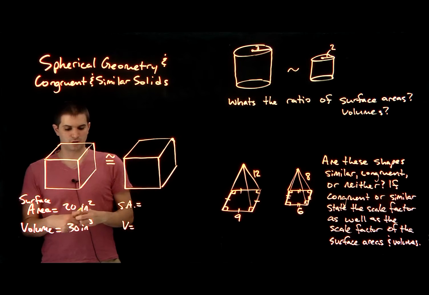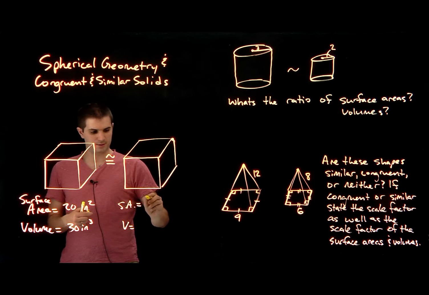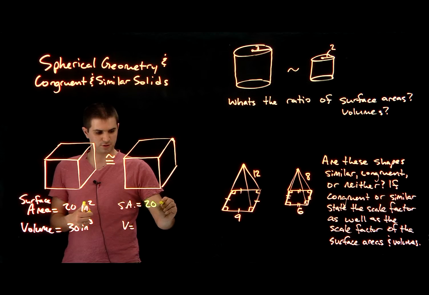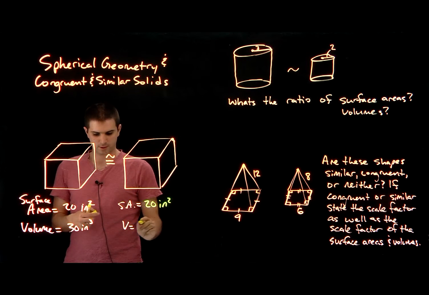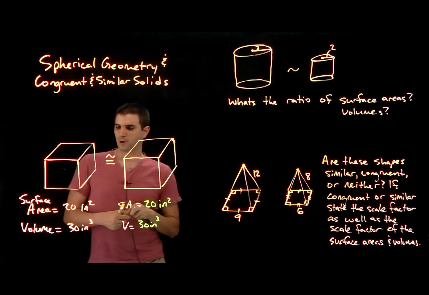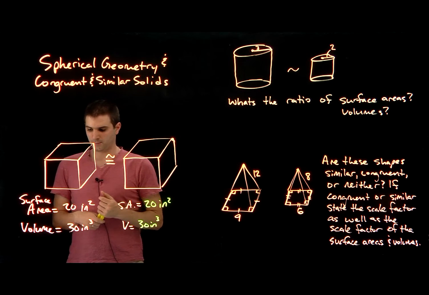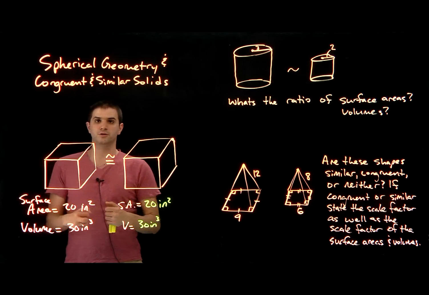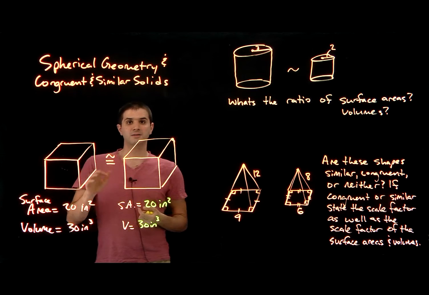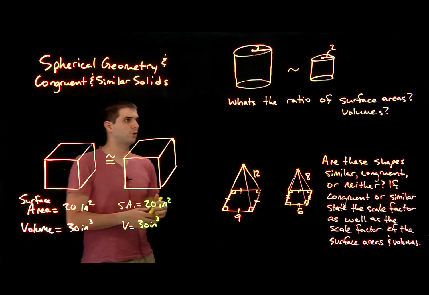Well, we know that these are congruent, so the surface area must then be congruent. So this should equal 20 inches squared and 30 inches cubed. All right, so if we know that two shapes are congruent, then we know that their surface areas, their volumes, all the lines, and all the angles are congruent. Okay, let's go over here.